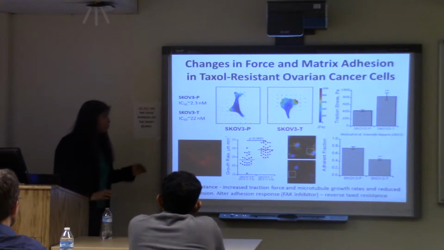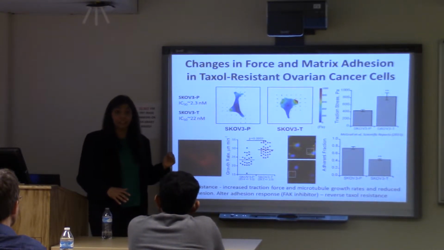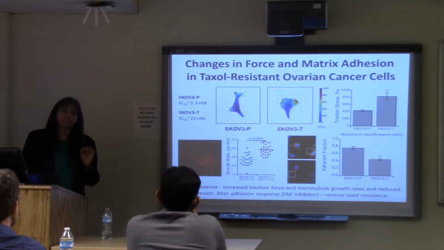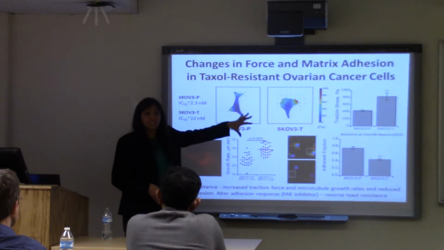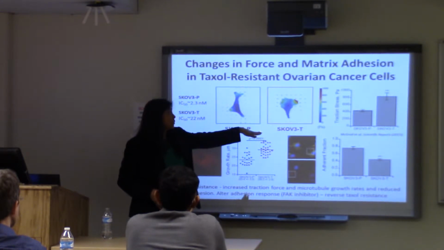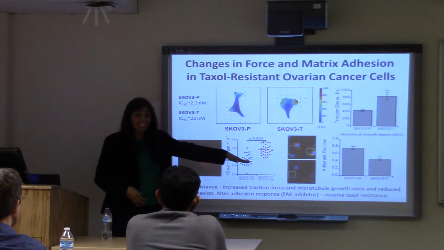And I want to give you one more example of how we've used this to look at changes in invasive cancer cells. One thing we did was we isolated Taxol-resistant clones of these invasive cancer cells. And then we did similar characterization of forces. And we find that just having cells that are Taxol resistant increases their force profile. And it alters their adhesion.